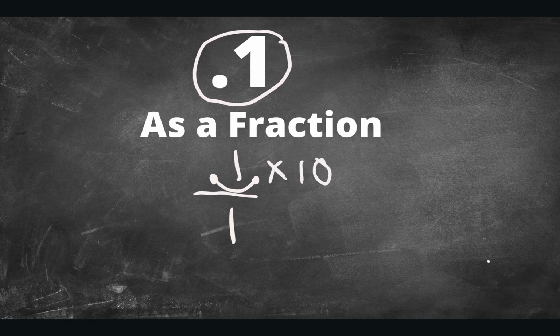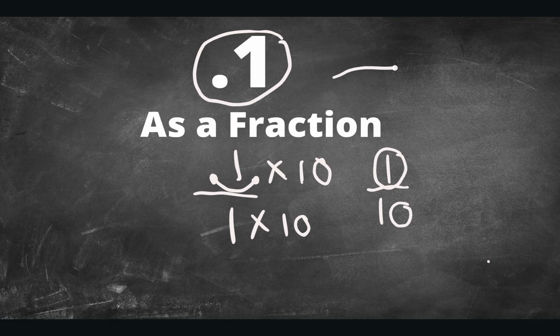Okay, what we do to the numerator, we must do to the denominator. So when we do this, 0.1 times 10 is 1, and then 1 times 10 is 10. Okay. At this point, we could simplify, but since we have a 1 here, it is already simplified. So 0.1 as a fraction equals 1 over 10.